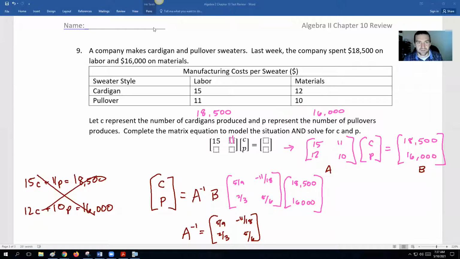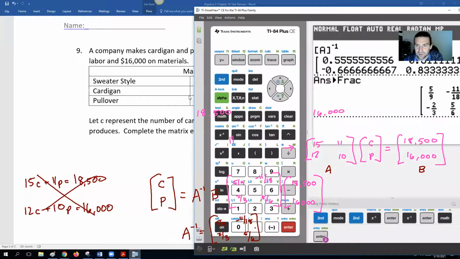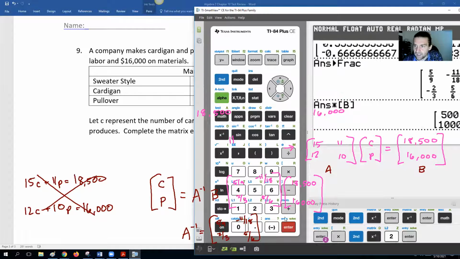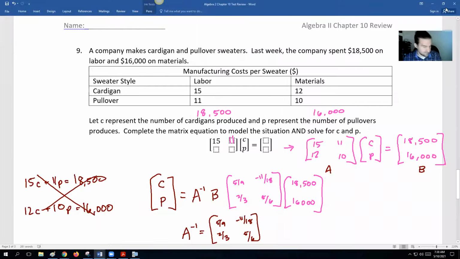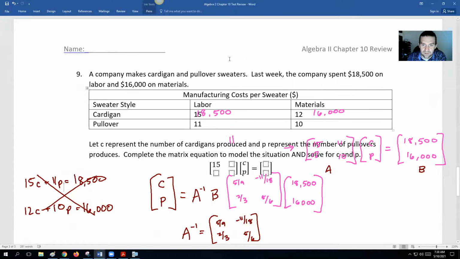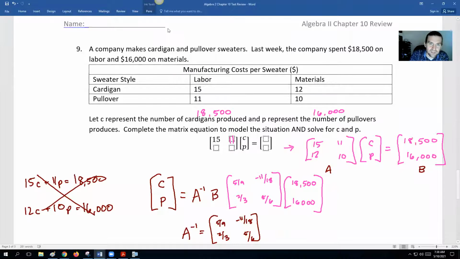This is why the calculator is super nice, because we can just have it do that. We take that answer that we got and multiply it by matrix B, and there's our answer, 500 and 1,000. So basically the matrix C, P is equal to 500 and 1,000. That means we got 500 cardigans and 1,000 pullovers.